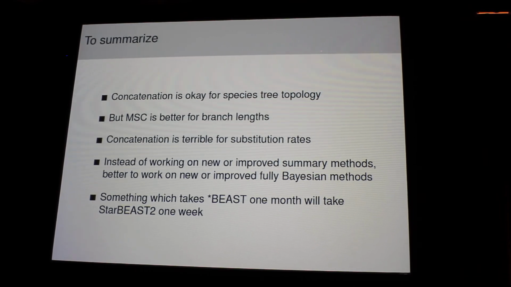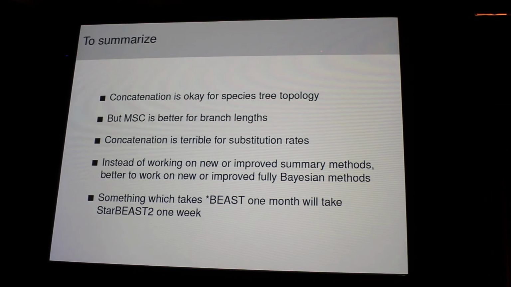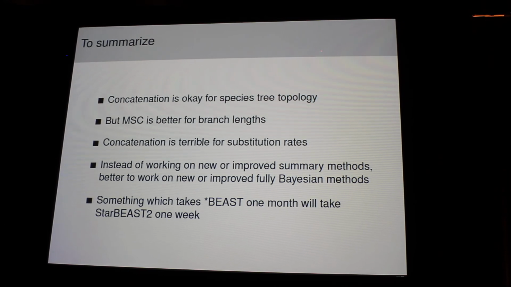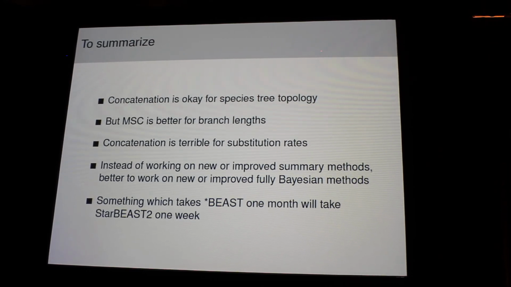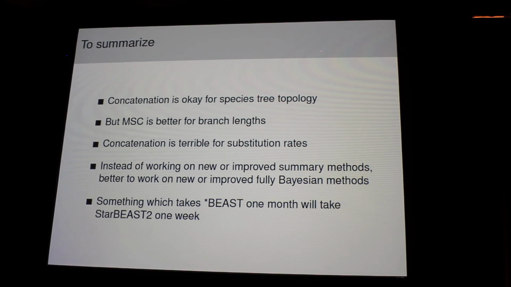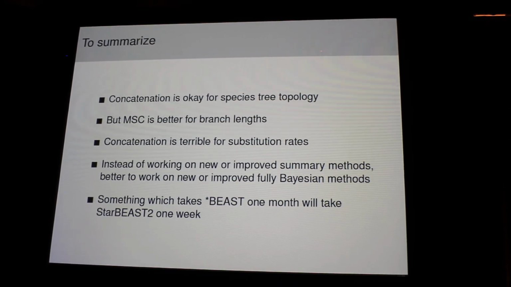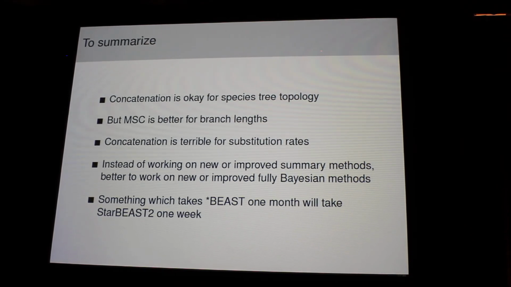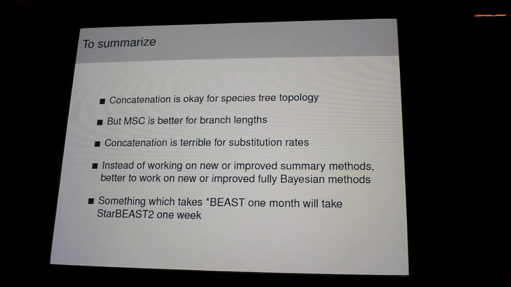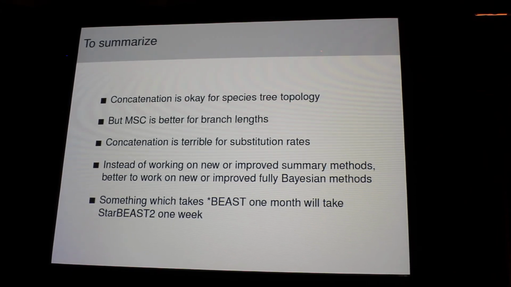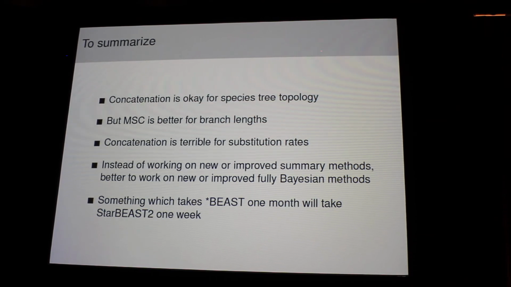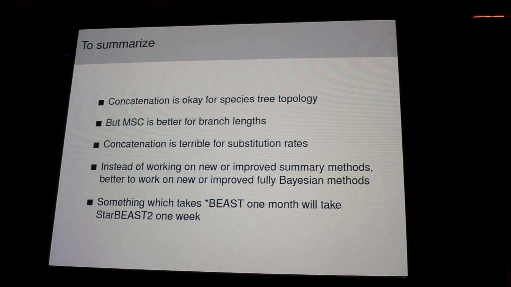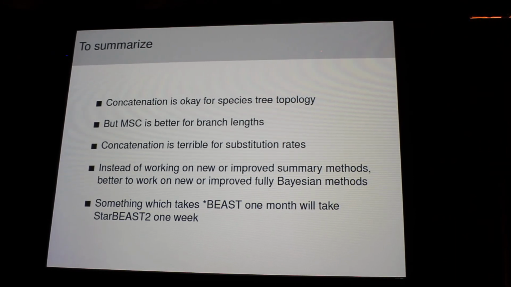So from our simulation studies, it looks like concatenation is relatively okay for species tree topology in the sense that it does a much worse job at estimating branch lengths or substitution rates than it does topology. So my suggestion is a shift in focus away from summary methods that only estimate topology to methods that can estimate branch lengths and substitution rates under the multi-species coalescent. And I think something that's kind of cool is that something that would take StarBEAST 1 month is only going to take StarBEAST2 1 week.